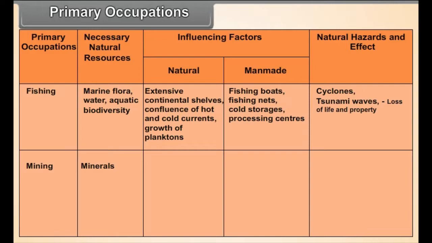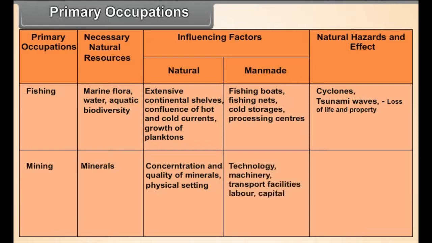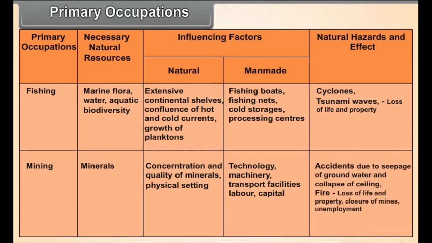Primary occupations. Mining. Necessary natural resources: minerals. Influencing factors: natural, concentration and quality of minerals, physical setting. Man-made: technology, machinery, transport facilities, labor, capital. Natural hazards and effects: accidents due to seepage of groundwater and collapse of ceiling, fire, loss of life and property, closure of mines, unemployment.